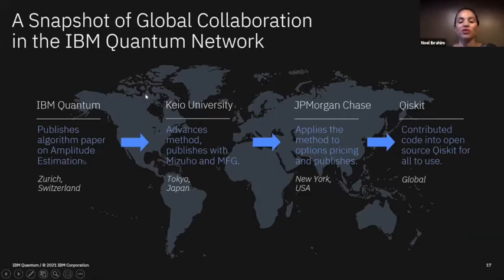But here's an example of how the community is growing and working together. IBM Quantum published a paper on amplitude estimation. Keio University caught on to this paper and published with the banks Mizuho and MUFG. JP Morgan Chase applied the method to options pricing and published, and then open source code was contributed to Qiskit for all to use. So as we can see, there's a very vibrant, active community out there of individuals learning from each other. And this is one of the key differences between the way technology is developing today as compared to the way technology developed in the early days of classical computing.